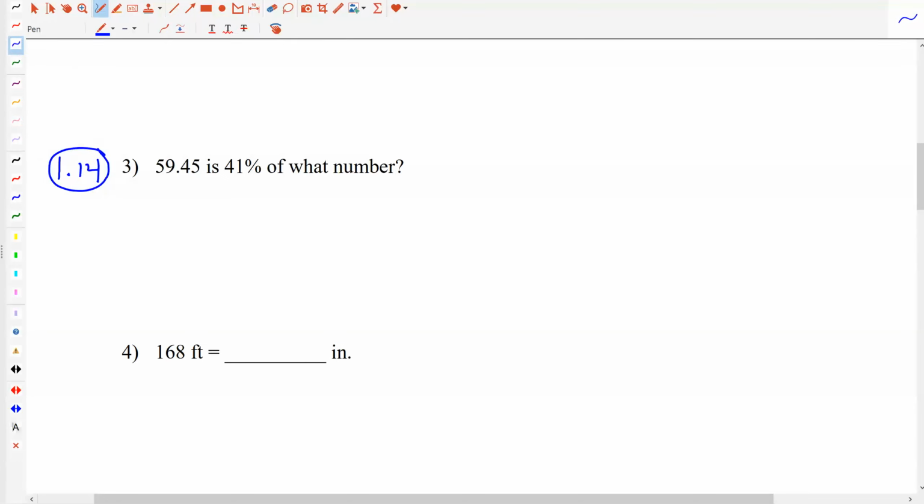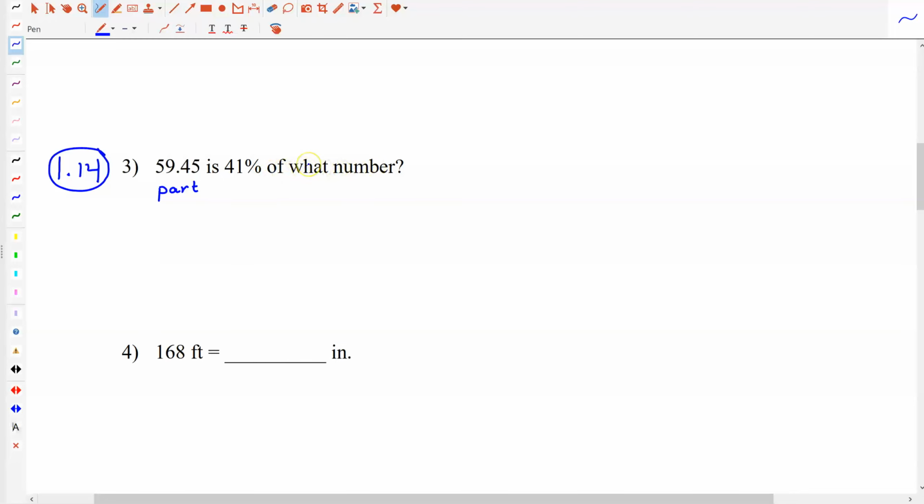So one of the key things on these types of problems is identifying the part and the base and how that connects to the percent, which is sometimes called the rate. So the 59.45 is our part. The part is usually next to the word is, not always, but that's a pretty good way to maybe get started on a problem like this.